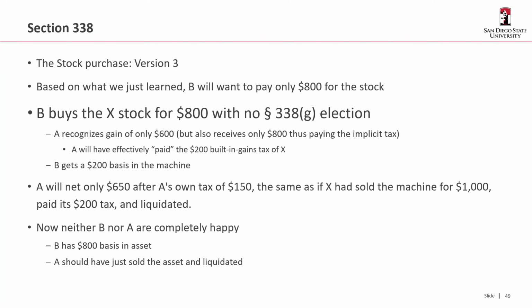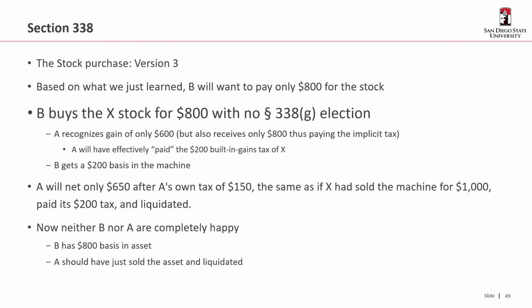How about version 3? So based on what we just learned, B will only want to pay $800 for the stock, right? Because they just realized, oh, there's a hidden tax liability when I make that G election. So if B buys X's stock for $800 and no G election, A recognizes a gain of only $600, but of course it also only receives $800. So it's really paying the implicit tax, right? It's paying the tax by receiving less proceeds. So A's effectively paid the $200 built-in gains tax on X.